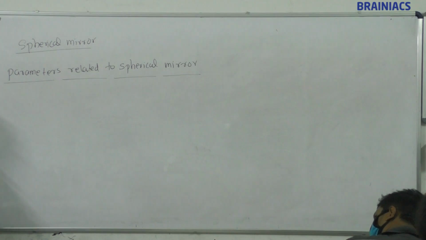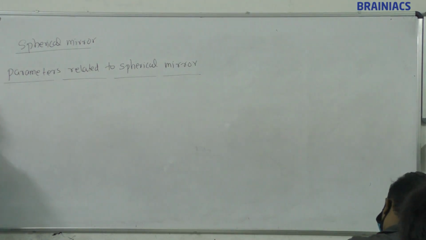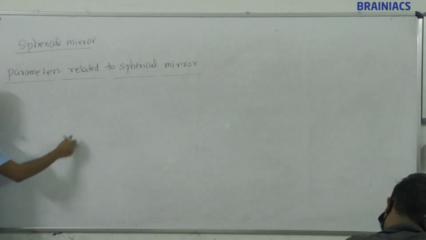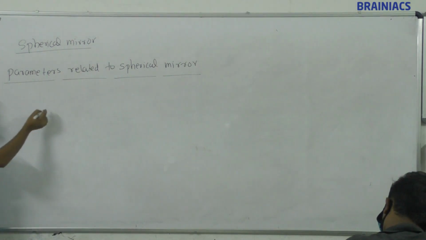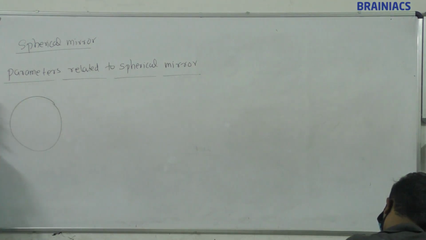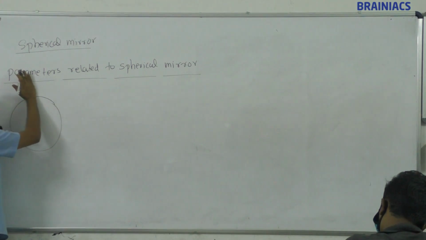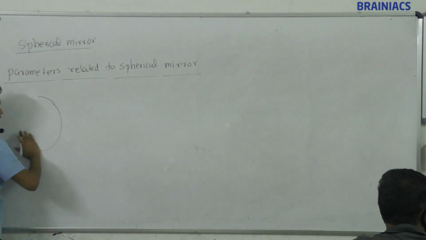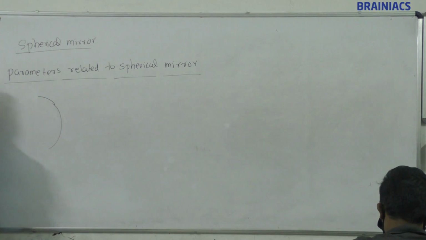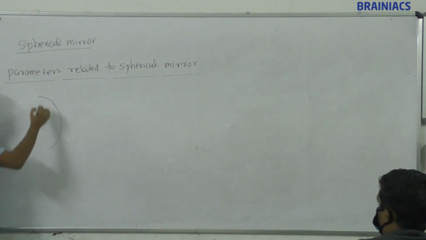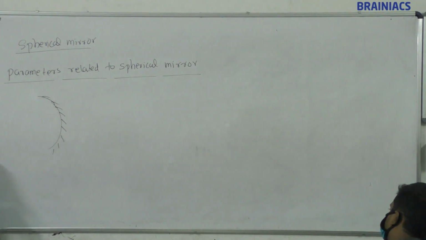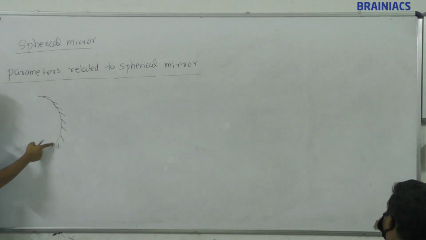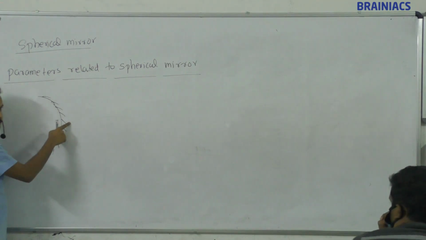Okay, so parameters related to spherical mirror. Listen very carefully. What is called a spherical mirror? A plane mirror curvature formed as a spherical mirror, which means if I have a sphere like this or a glass piece. So there is a spherical mirror. One side is polished, this side is the reflecting surface, this side is the non reflecting surface.